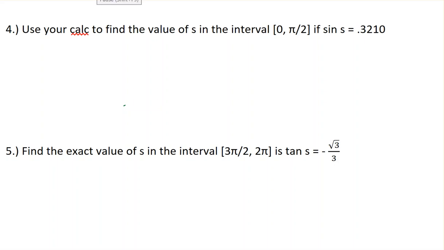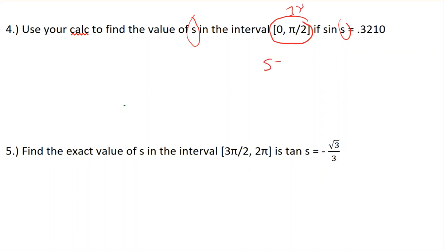So in this one, we've actually seen questions like this before. What we're doing is we're trying to find the angle this time. So you'll see this, we're trying to find the angle of S. S refers to usually an angle within radians. So if sine of S, okay, that's what we're trying to find, equals 0.3210, and we want to know it's between this interval, which means it's in the first quadrant.